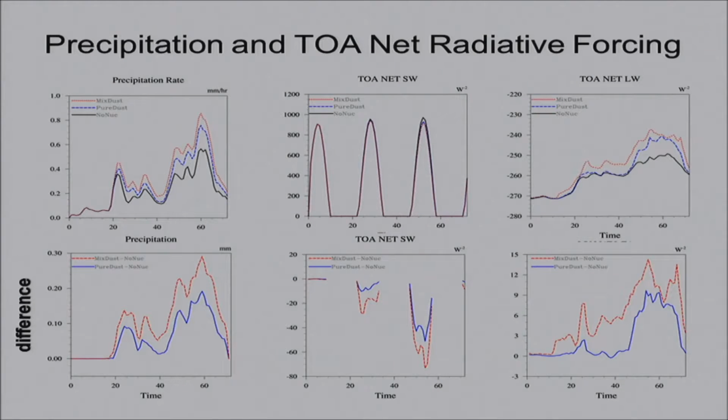And these are the net results for effects on precipitation, the shortwave, and the longwave. Okay. You can see the results are very significant. The bottom panels are the dust effect minus those without dust. As you can see, there is a significant increase in the precipitation, a decrease in the shortwave, and an increase in longwave.